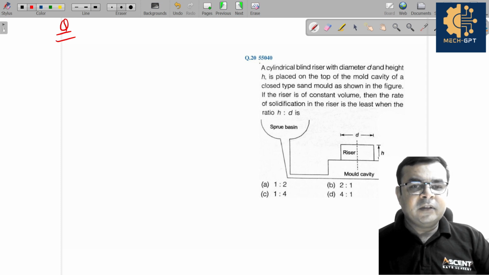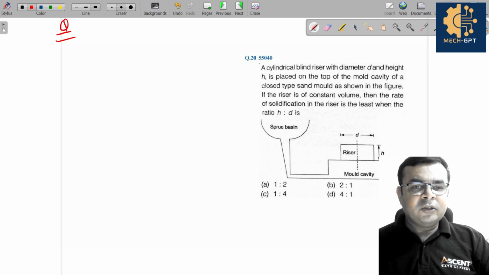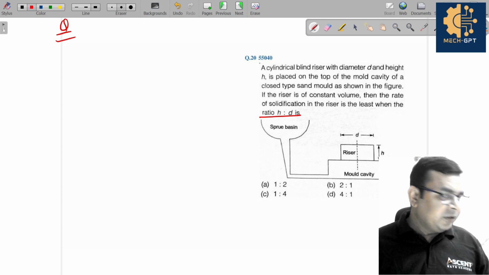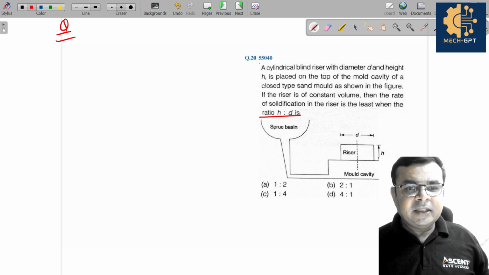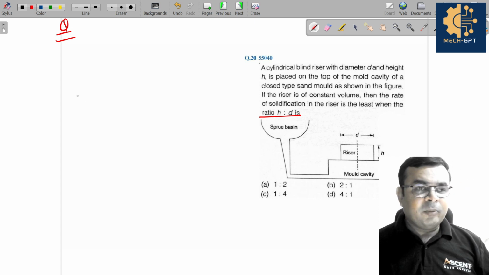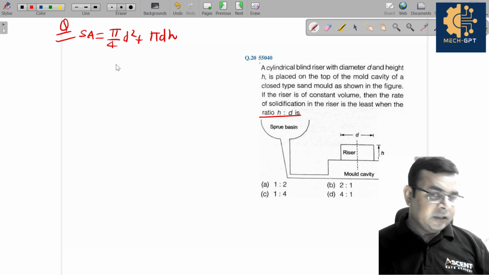A cylindrical blind riser with diameter d and height h is placed on the top of the mold cavity of a closed type sand mold as shown in the figure. If the riser is of constant volume, then the ratio of solidification time in the riser is the least when the ratio of h by d is. So in this case, the height and diameter of the riser are given. If this is the top riser, the surface area for the top riser is pi by 4 d square plus pi dh. Correct? And this is for the top riser.